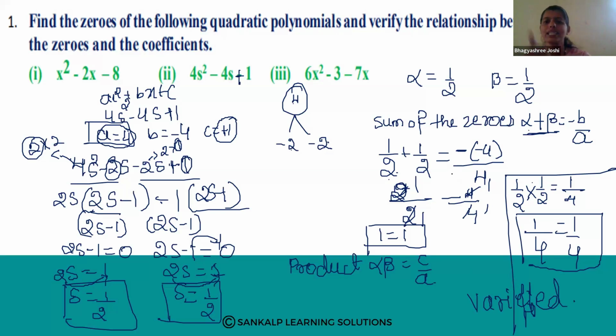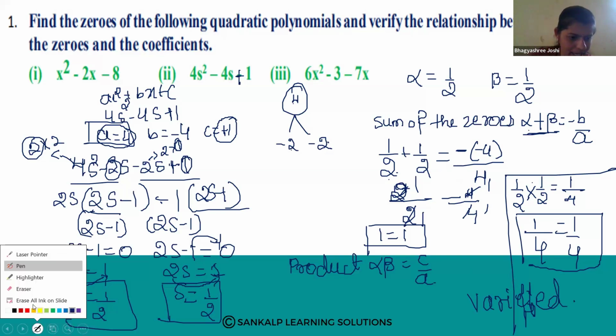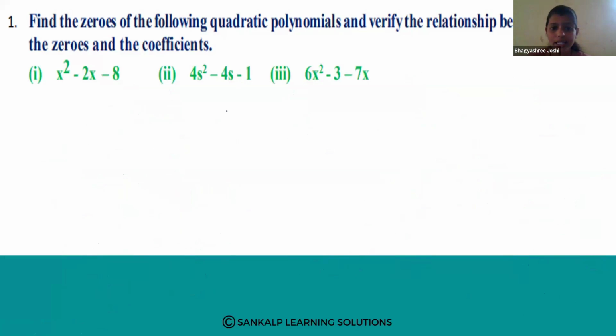6x square minus 3 minus 7x. Yes. Tell me a into c. A into c. See, it is 6x square minus 3 minus 7x. If you do a into c, what value will I get? Yes, dear children, what value will I get? A into c.